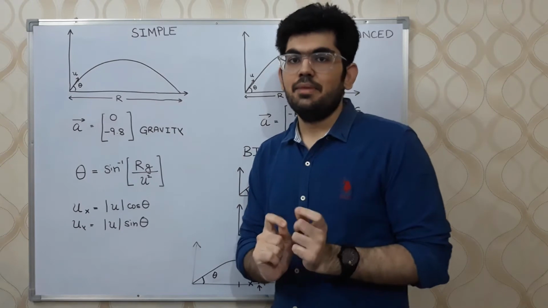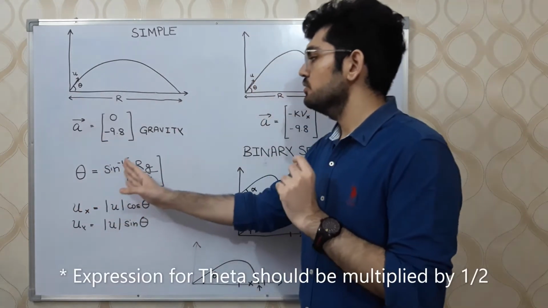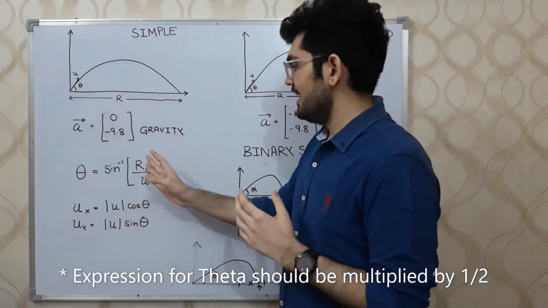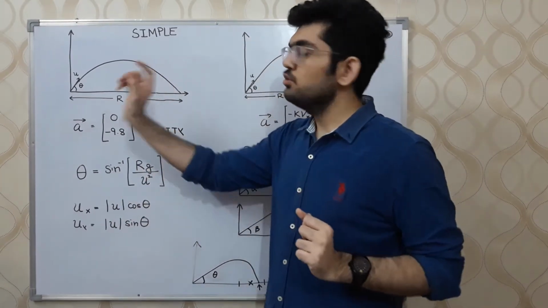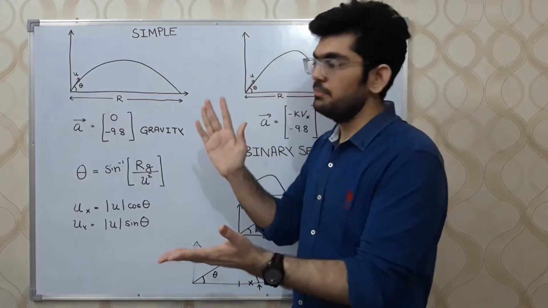Applying some basic mathematics, we can get the value of the angle theta is equal to the sine inverse of R times g divided by u squared. Now u squared is taken as the initial speed, only the speed, the magnitude of the complete speed.